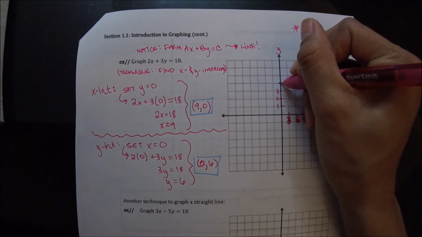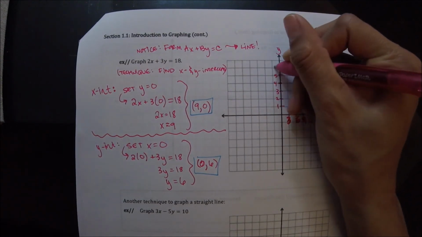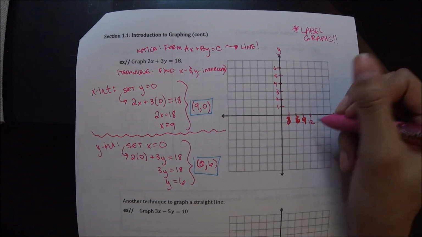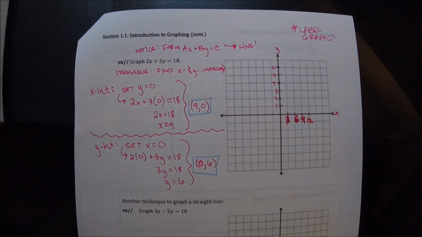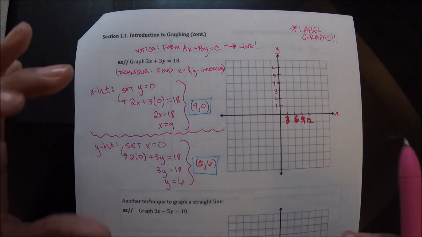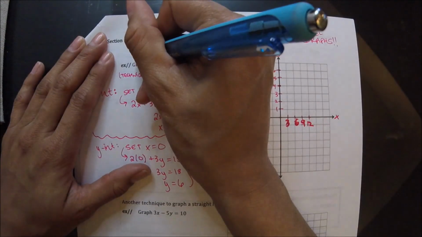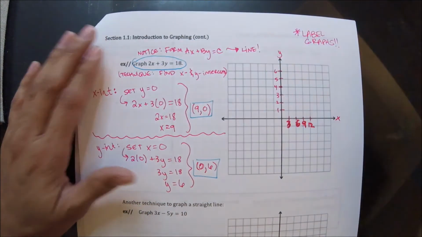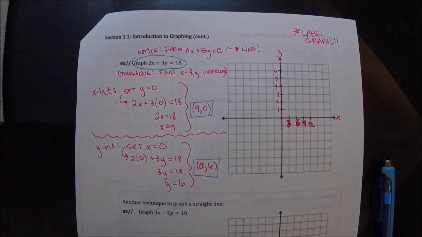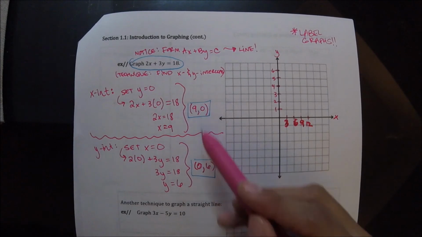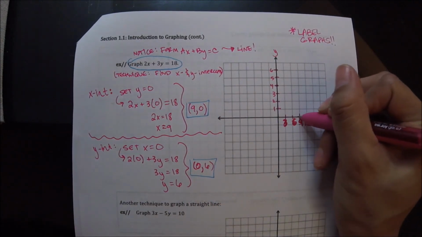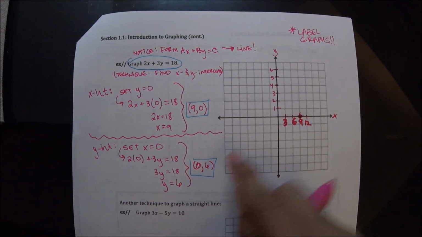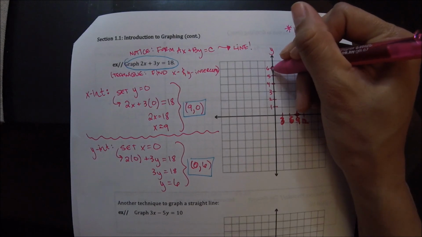And vertically, I'm just going to stick with ones, though. So horizontally, I'm going by threes, and vertically, I'm going to go by ones. Now, our goal is to graph this equation. Well, first of all, we know it should look like a straight line. Second of all, we found the x and y intercepts. So I'm going to plot 9, 0. That's right here. This is 9, 0. And then I'm going to plot 0, 6, which is here.